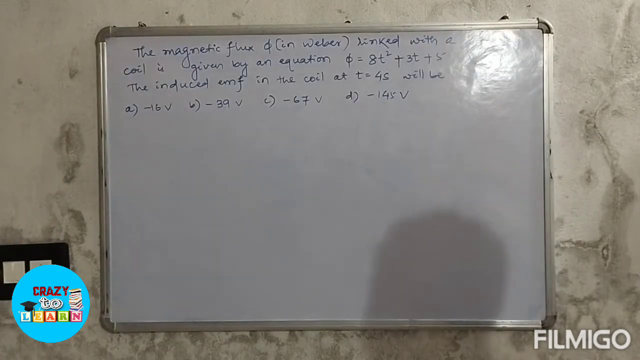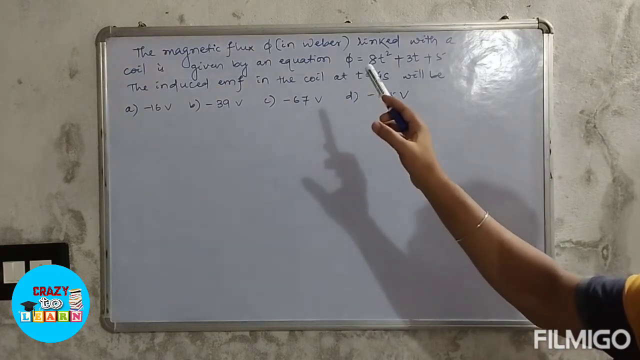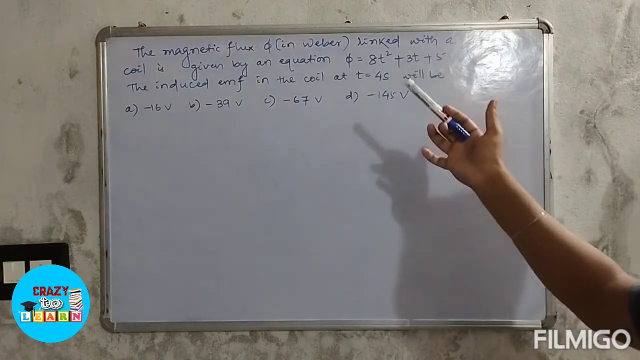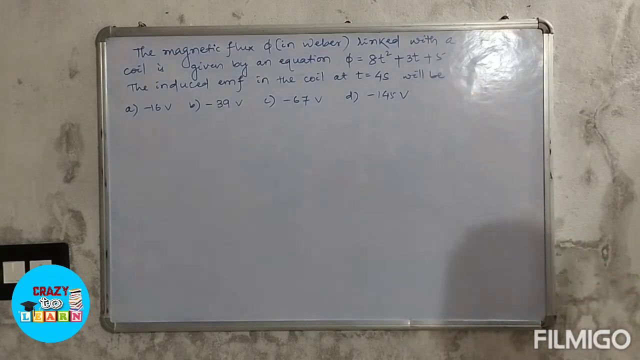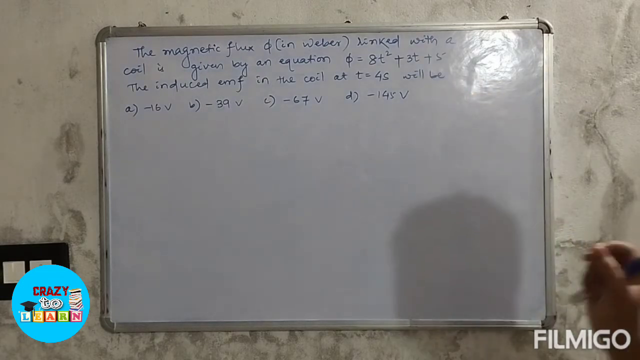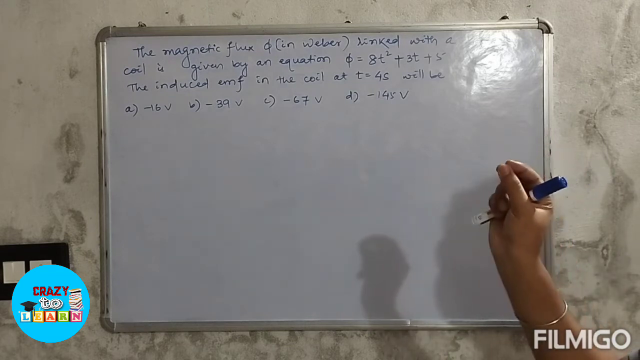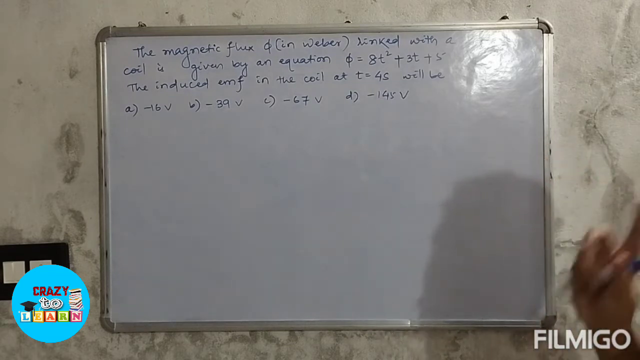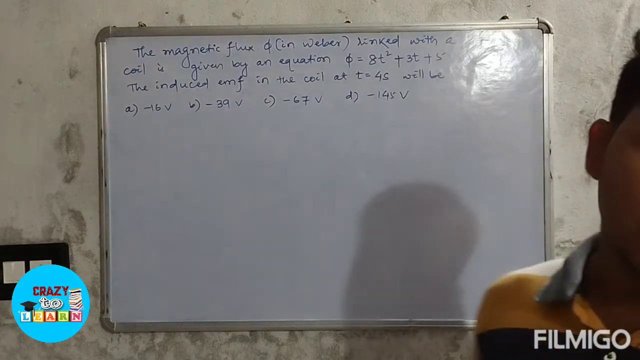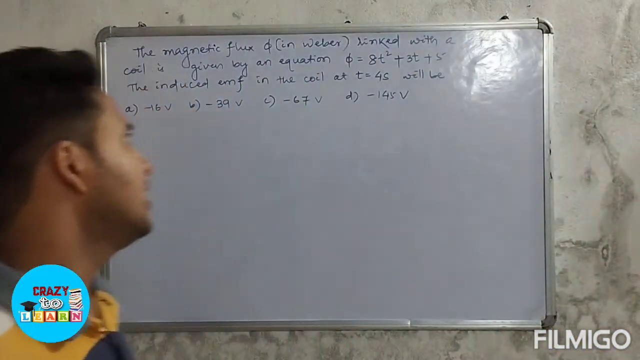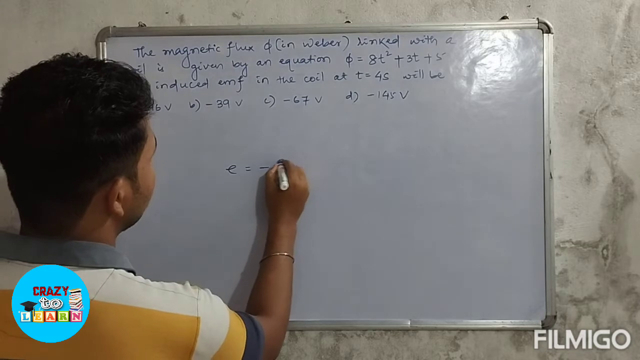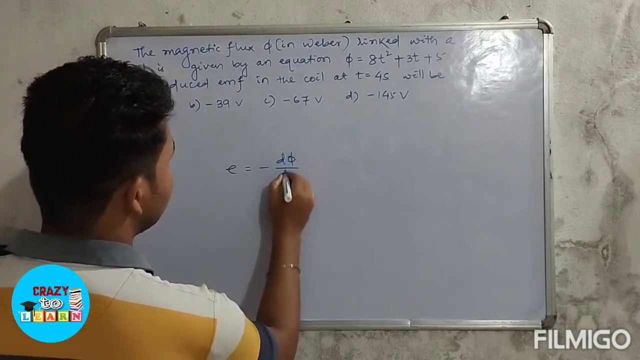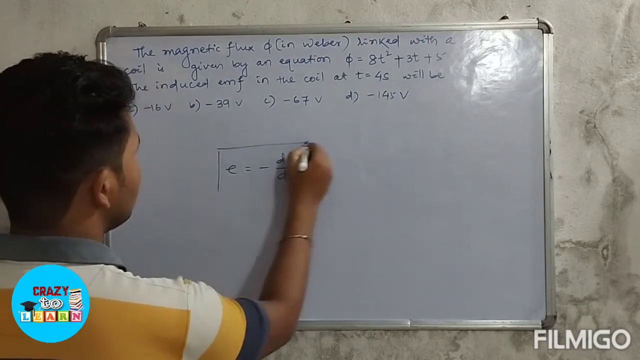Our next question is, the magnetic flux phi in Weber linked with a coil is given by an equation phi is equal to 8t square plus 3t plus 5. The induced EMF in the coil at t is equal to 4 seconds will be. So we know that the induced EMF small e is equal to minus d phi by dt.